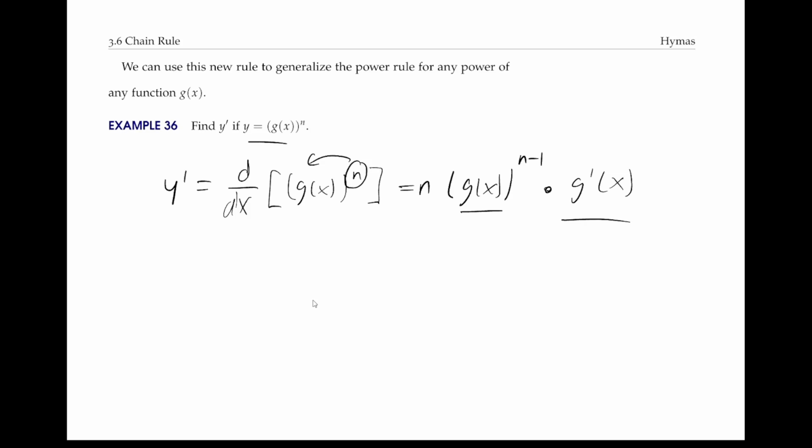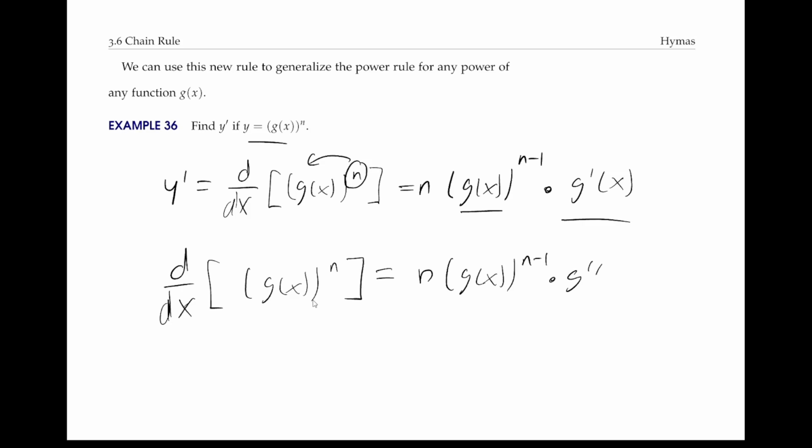Once we know what g is, we can find g prime, and we can put both those answers in. So putting it together, we have a generalized power rule where if I take the derivative of g of x to the n, that's always going to equal n times g of x to the n minus 1 times g prime of x, okay?